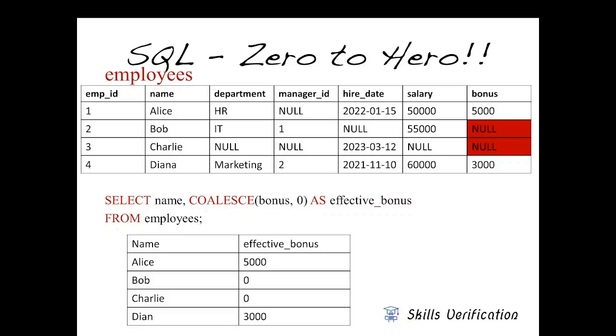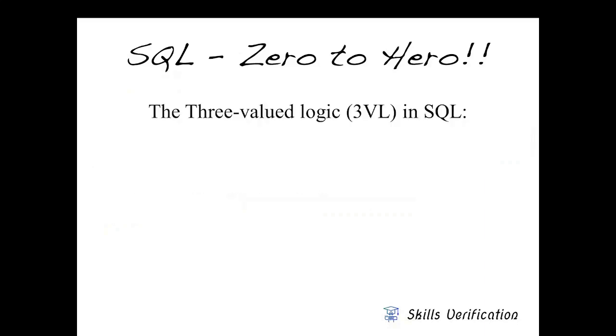The coalesce function is important for maintaining data integrity, application logic, and user experience, among other benefits, though we won't focus on those details in this lesson. Now that we've discussed the NOT operator and null values, let's briefly explain three-valued logic in SQL.